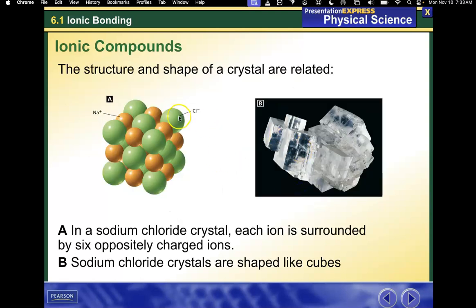So here's the structure of a crystal lattice. Each sodium is surrounded by chlorides, and each chloride is surrounded by sodiums. And that's what we would see in that shape.